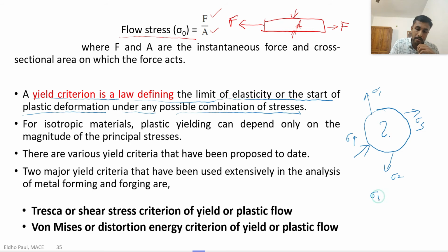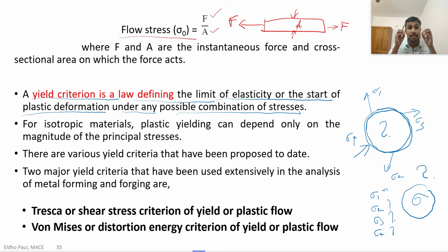Is sigma 1 enough? Is sigma 2 enough? Sigma 3? Sigma 4? Or does some other stress have to be applied for plastic deformation? We don't know how much stress has to be applied. So by applying the law of yield criteria, we are going to find out the stress required for the yielding, or permanent deformation, of a material subjected to combined stress conditions or a complex stress state. That is the essential content of this yield criteria.